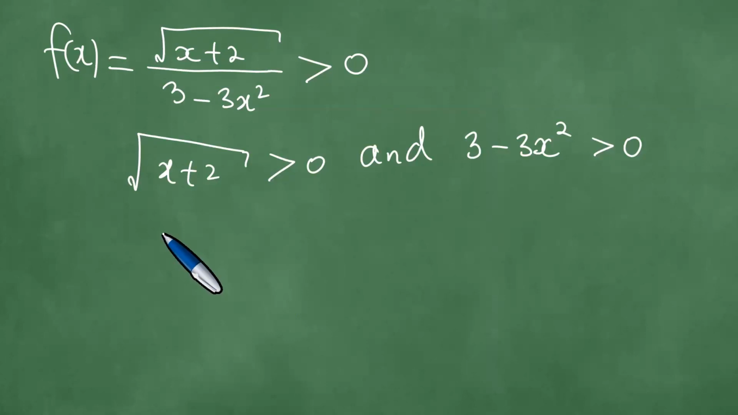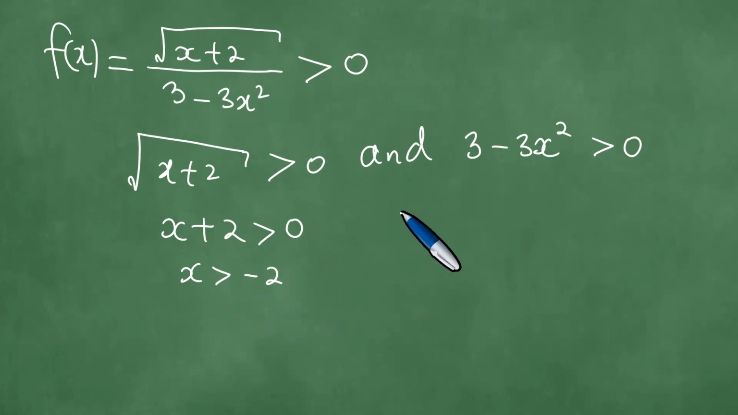Right, now this square root being strictly greater than 0, a couple of things can be done. But most importantly, it follows that x plus 2 is greater than 0 either way, so that x is bigger than minus 2.